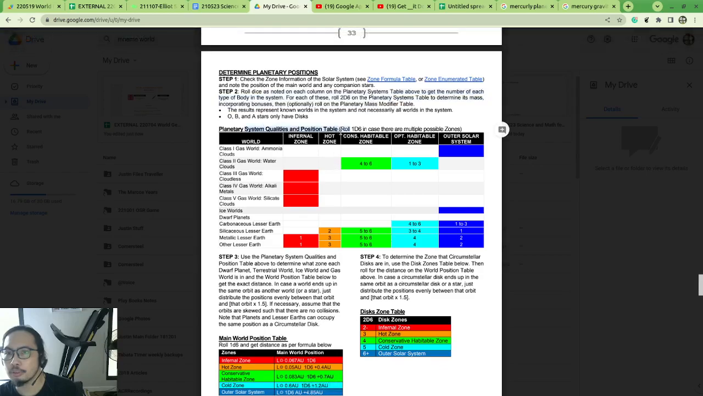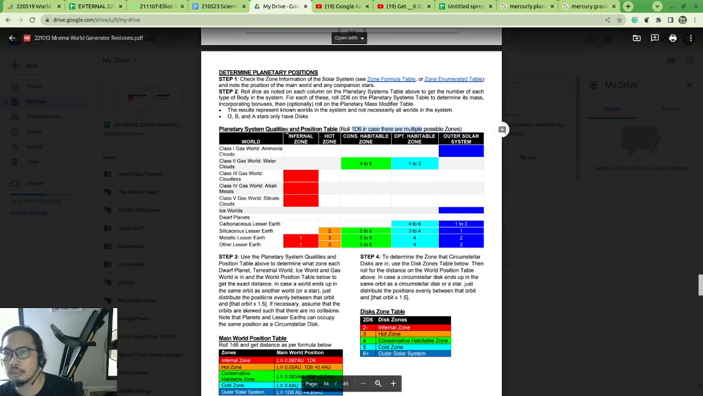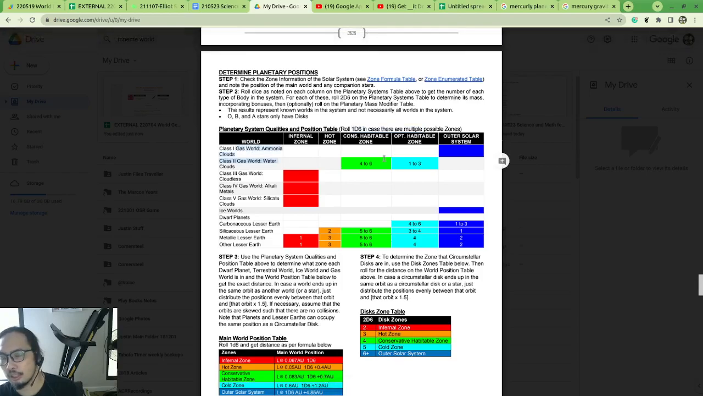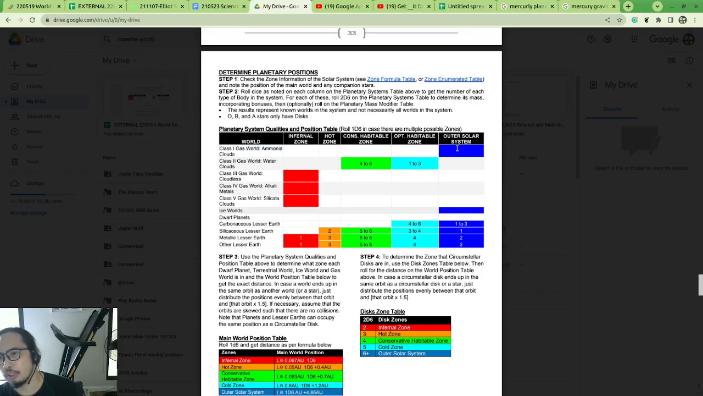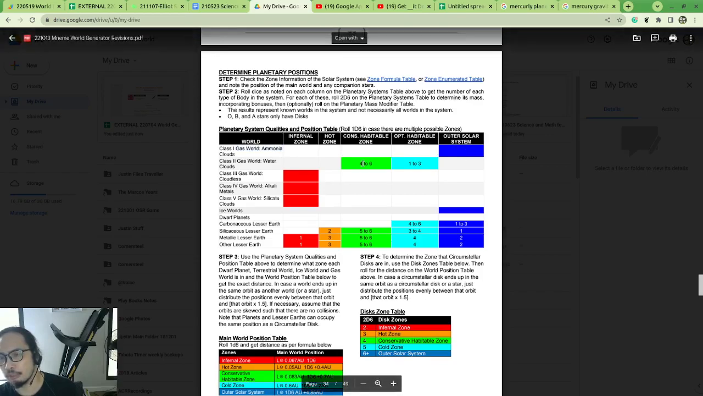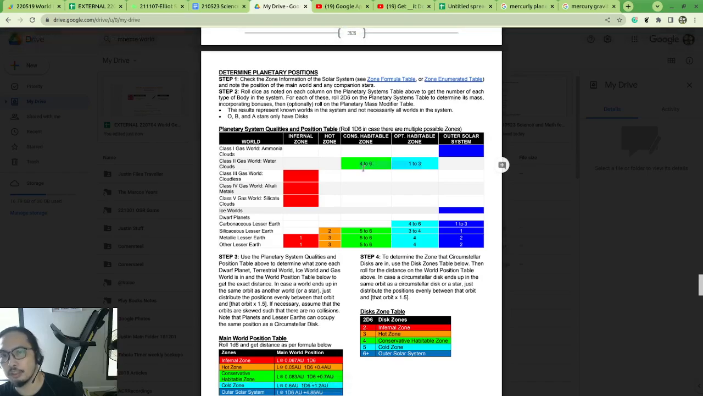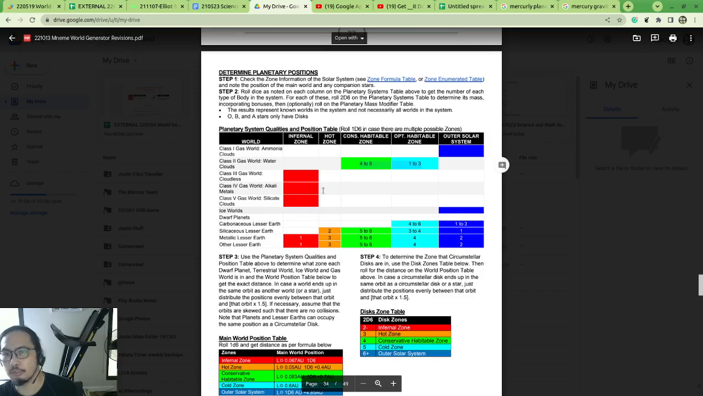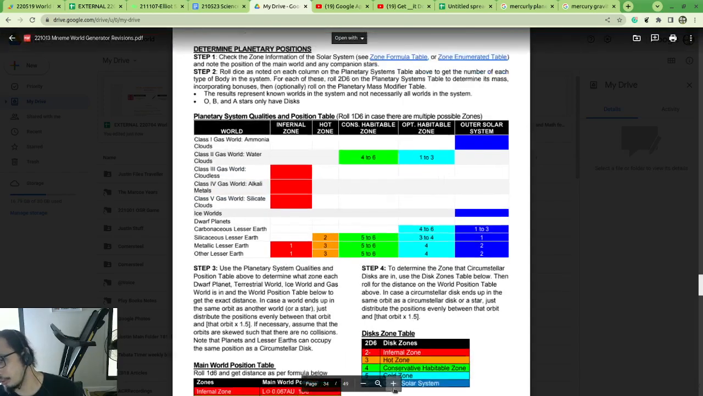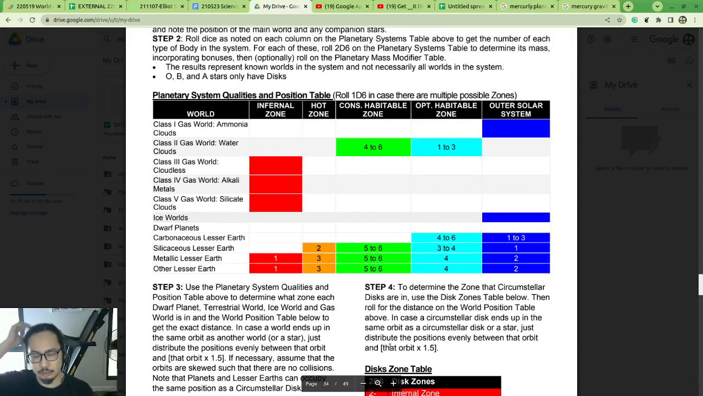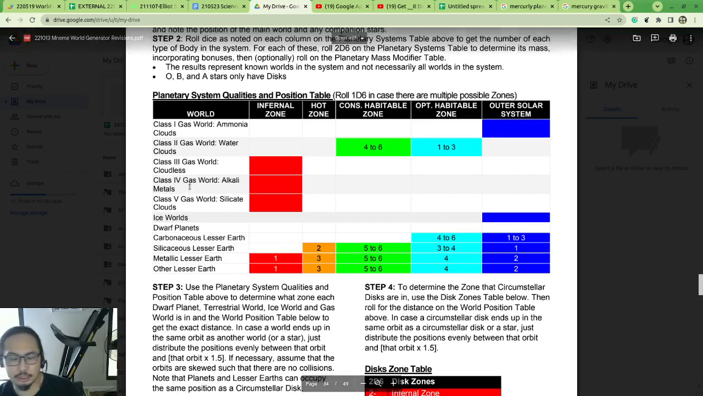Why we made it simple? So we're saying roll 1d6 in case there are multiple possible zones. Oh yeah, so this is because of the gas worlds. Jupiter is only available here, and then of course if it's an ammonia world, and if it's the other types of gas giants, these are the cases. Gas giant being greater than 10 earth masses, like super earths, and Jupiter having like 300 earth masses.